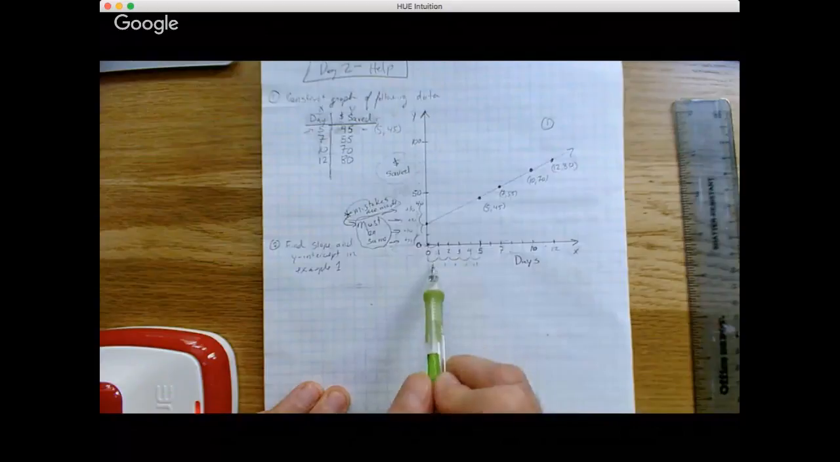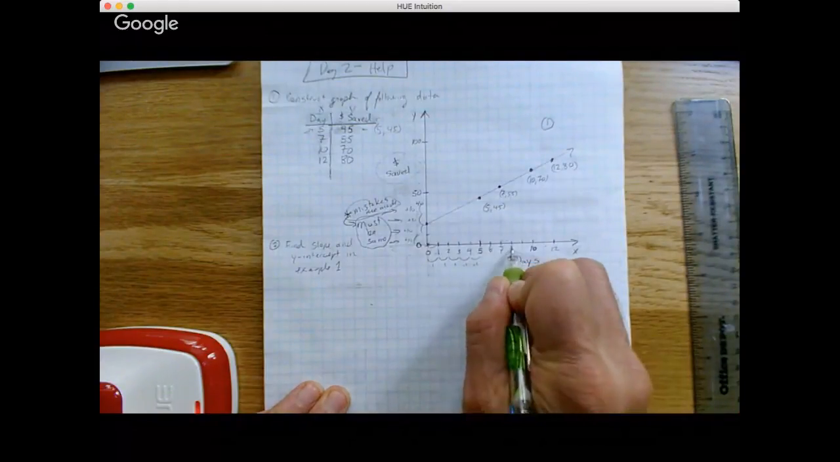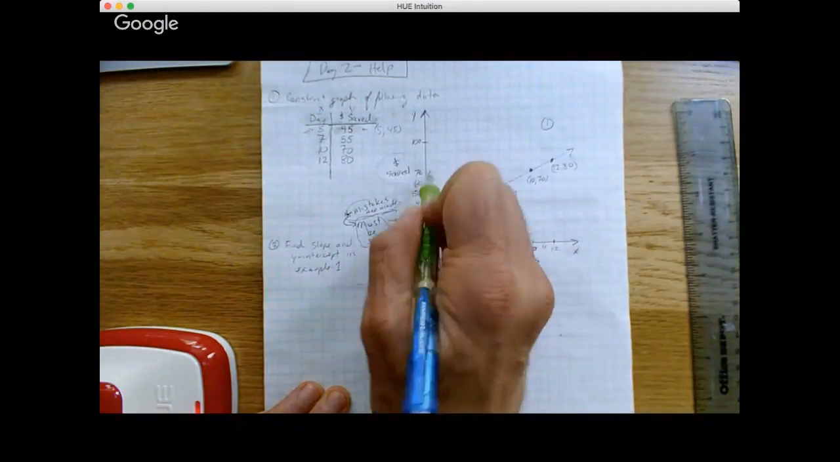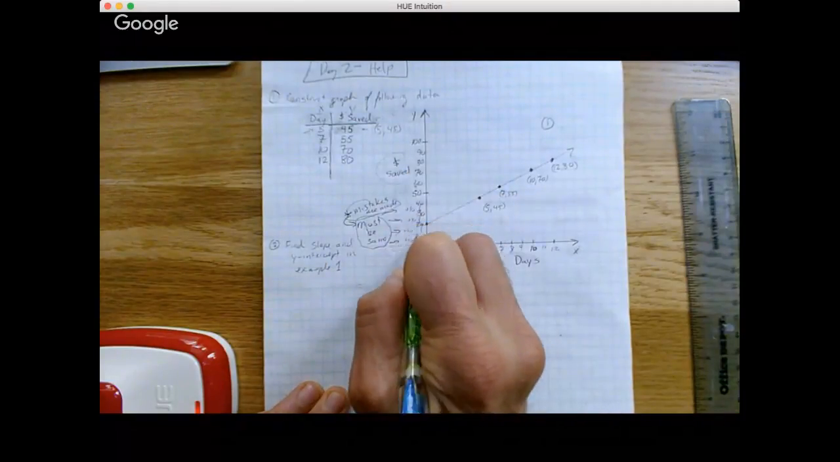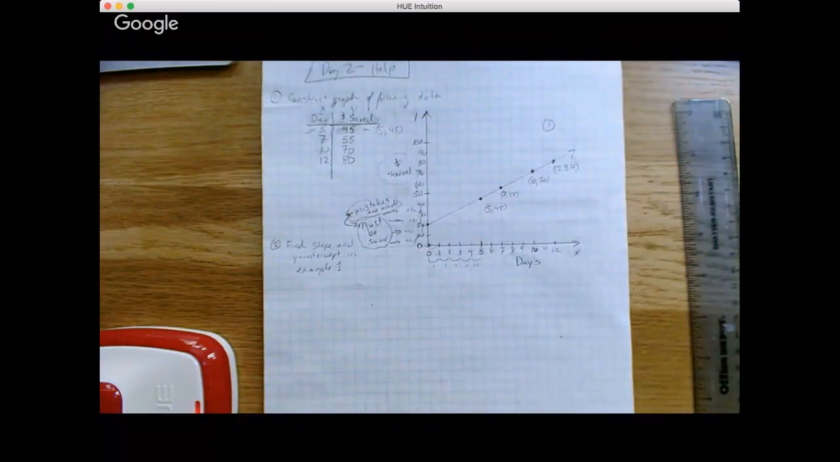We have consistent intervals. We've labeled our intervals. We could go ahead and label every single one if we wanted to, but we don't have to. And this is very easy for me to read. Okay, good. So we've constructed a well-formed graph. This may very well appear on your quiz tomorrow, so keep your eyes open for that.